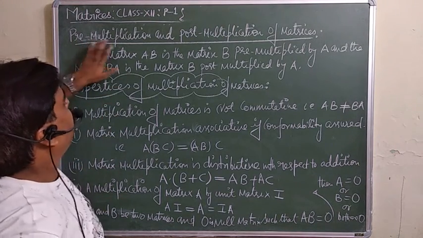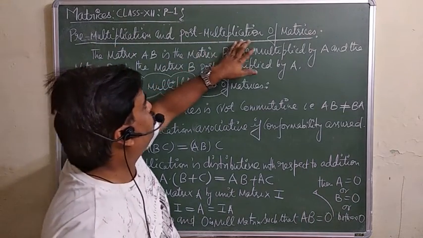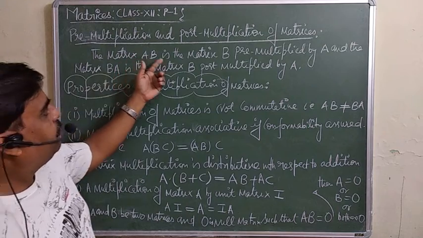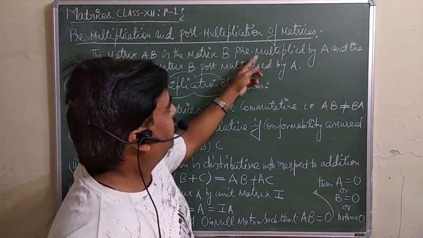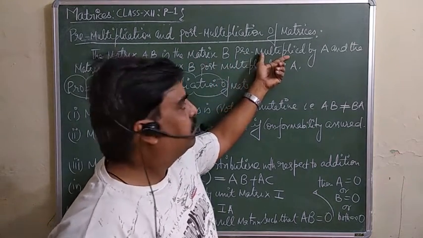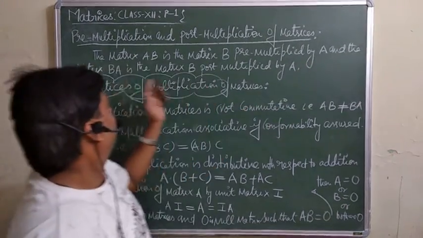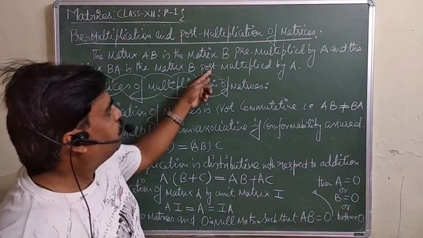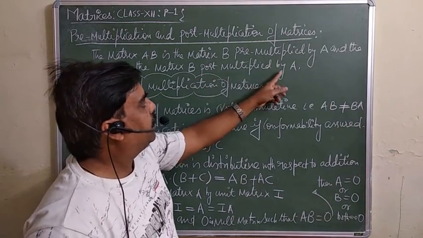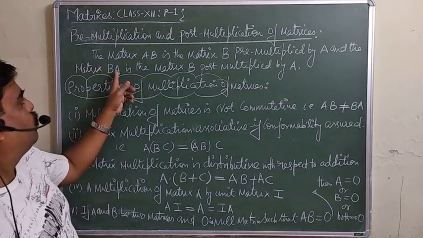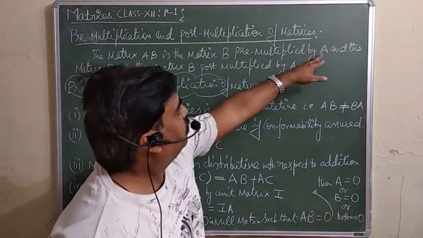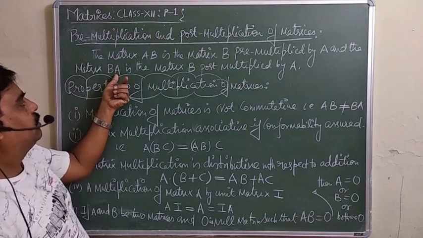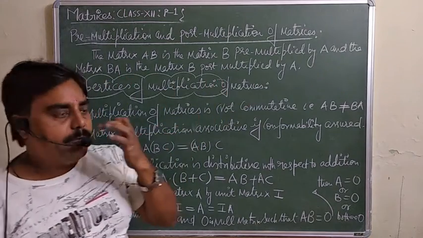Now, the pre-multiplication and post-multiplication of matrices. In the matrix AB, the matrix B is pre-multiplied by A, and in the matrix BA, the matrix B is post-multiplied by A. If AB is there, this is pre, and BA is post.